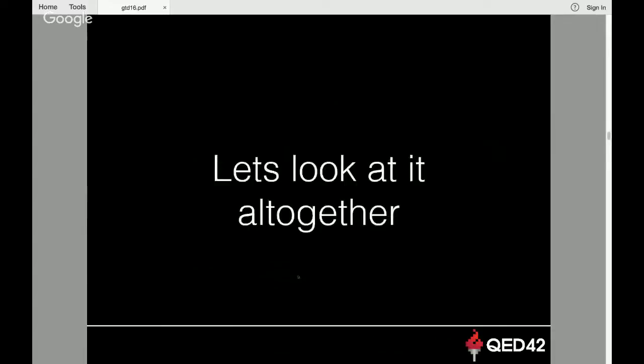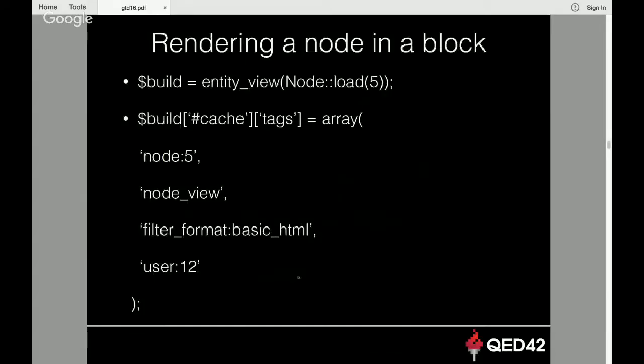So let's take a look at this example all together. Till now we were looking at pieces and blocks. Now let's integrate them together and see how it looks. Let's say we're trying to render a node inside a block, node 5. We pull out the entity view, which gives me a render array, and we store it in $build. Now in $build['#cache'], we add the tags which are required for my custom rendering of this node.